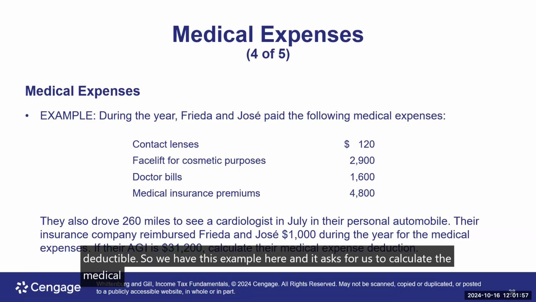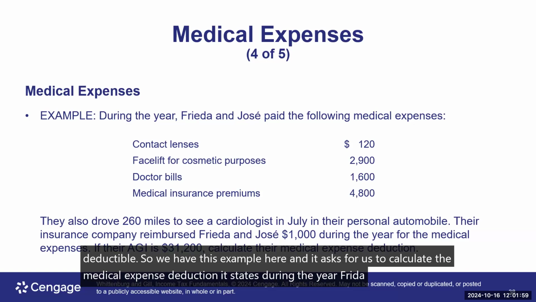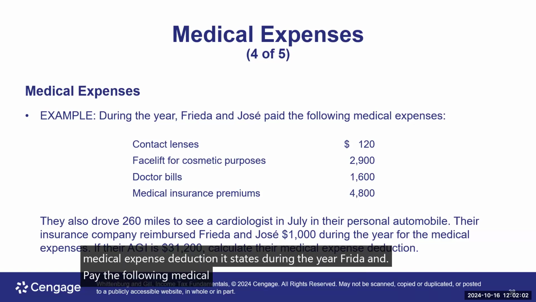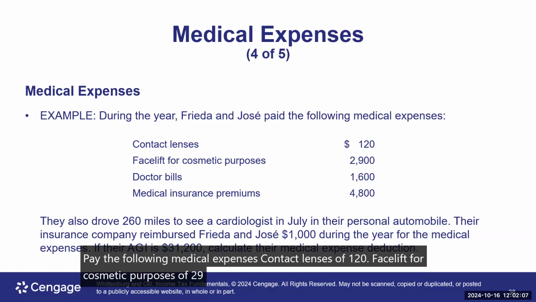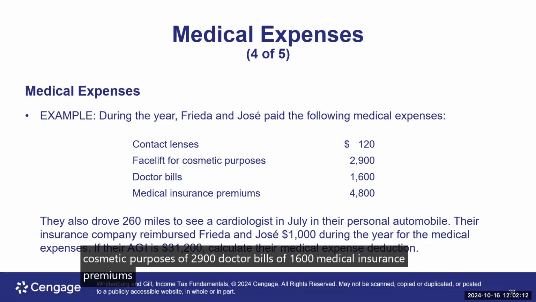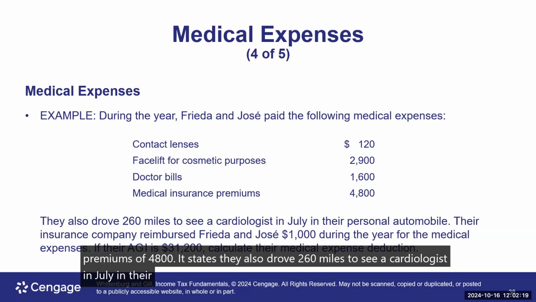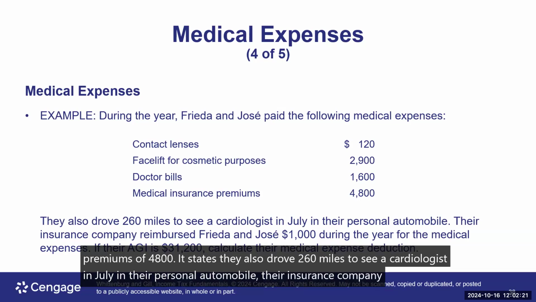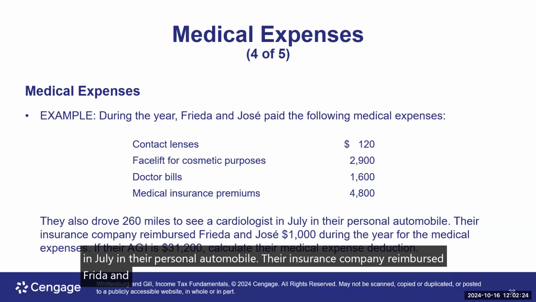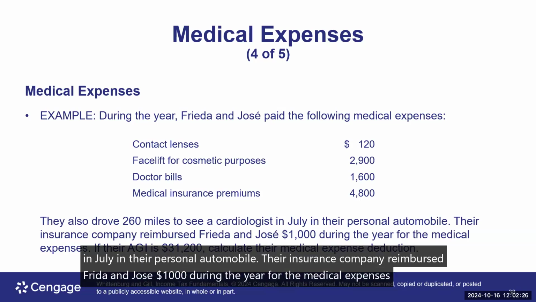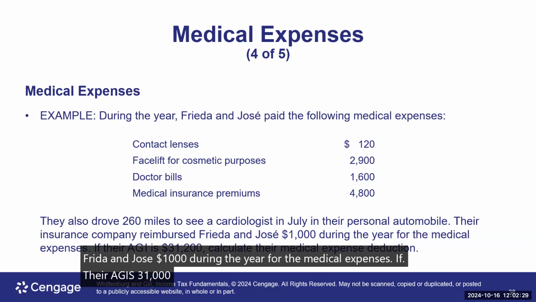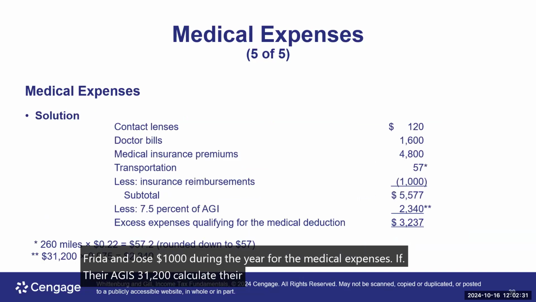It states, during the year, Frida and Jose paid the following medical expenses: contact lenses of $120, facelift for cosmetic purposes of $2,900, doctor bills of $1,600, medical insurance premiums of $4,800. It states they also drove 260 miles to see a cardiologist in July in their personal automobile. Their insurance company reimbursed Frida and Jose $1,000 during the year for the medical expenses. If their AGI is $31,200, calculate their medical expense deduction.